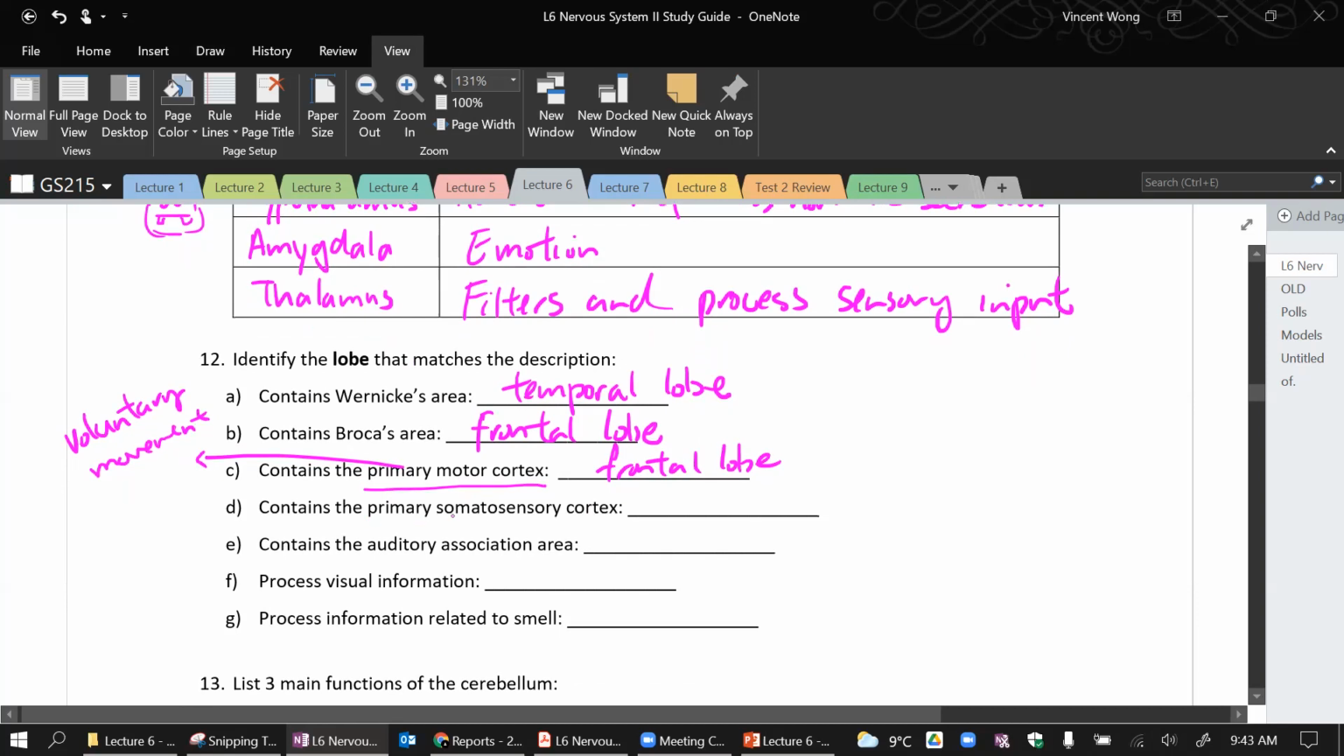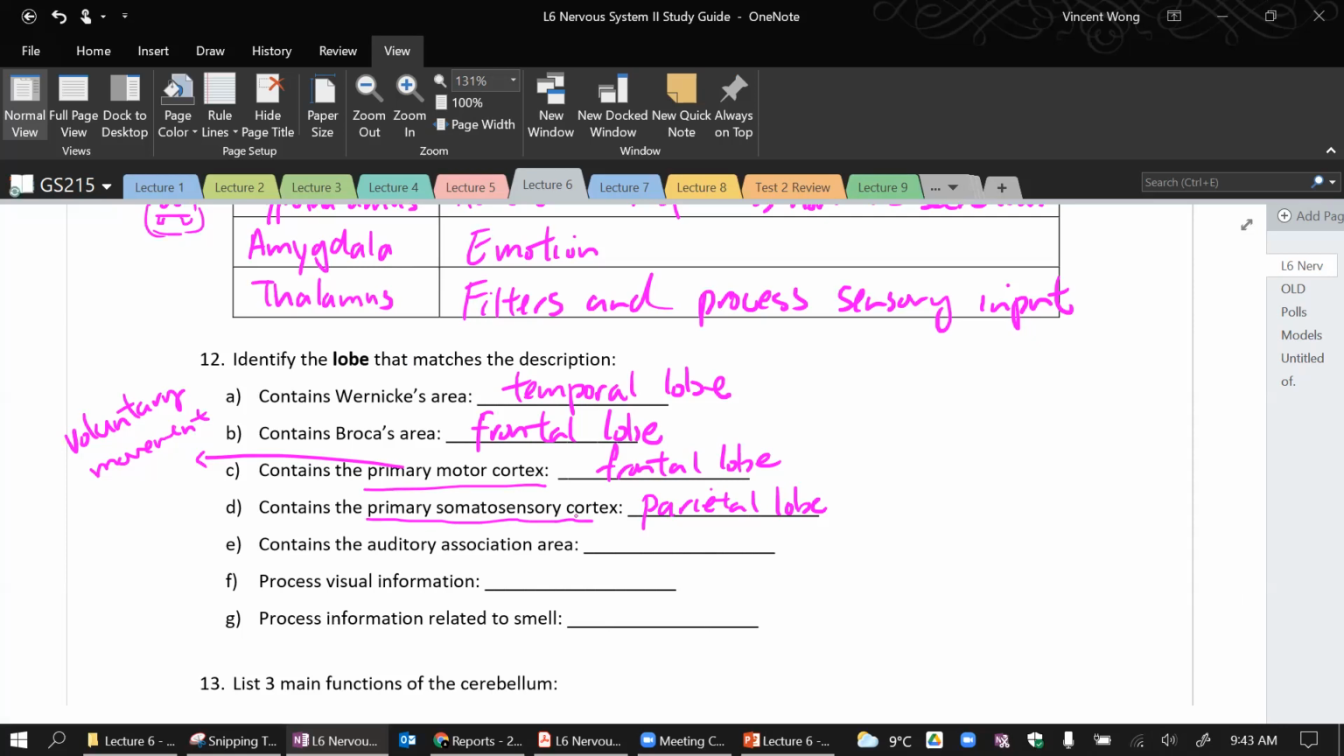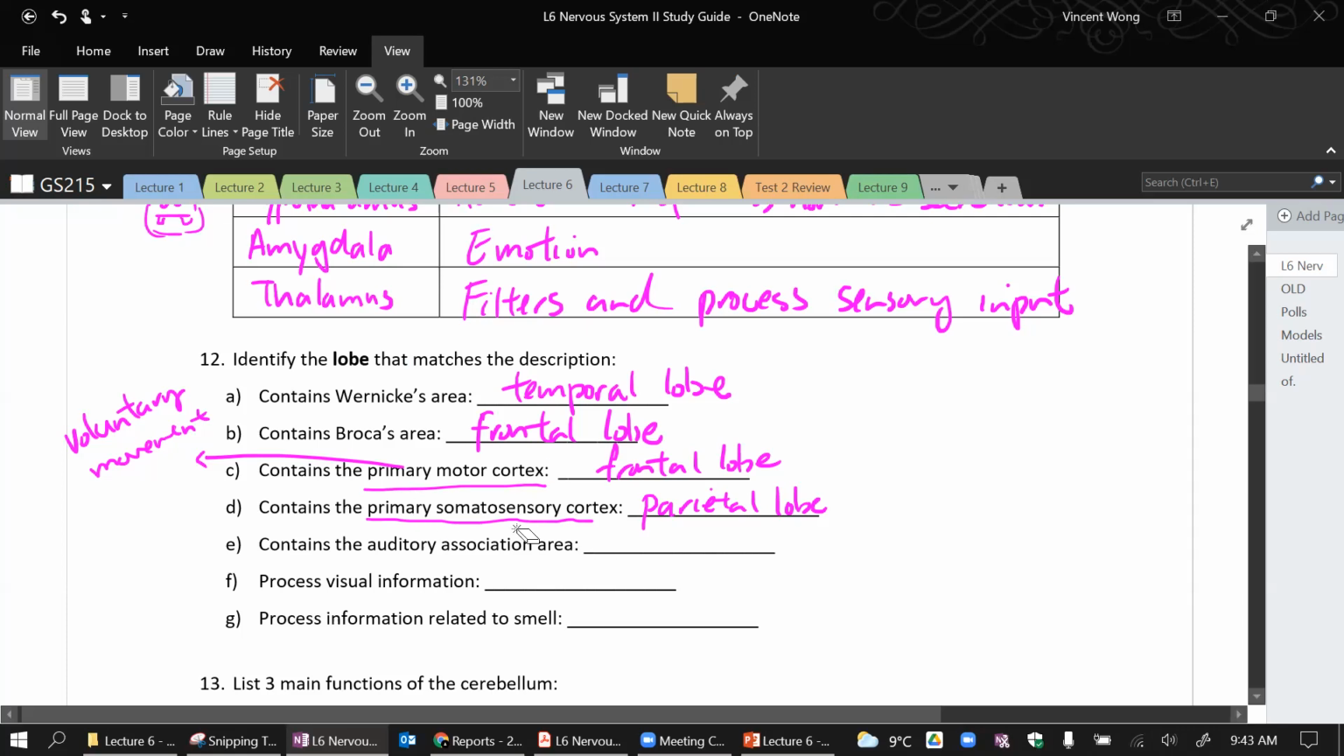Primary somatosensory cortex, it's going to be in the parietal lobe. Okay, so all the sensory information related to your skin is going to end up in your primary somatosensory cortex. So if you touch a rough surface, that rough feeling, that texture, it's going to go to the primary somatosensory cortex. Temperature, pain, pressure, all that's going to go here, and it's in the parietal lobe.